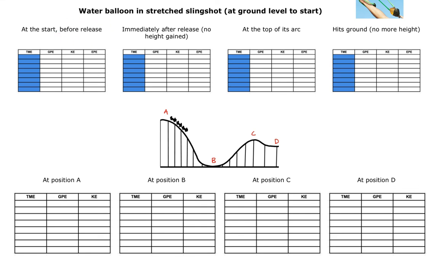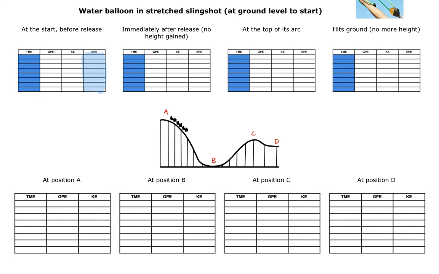Before release, since the height is 0, we know we don't have any gravitational potential energy. And since the water balloon isn't moving, we don't have any kinetic energy. So all the energy we have must be elastic potential energy. So we can go ahead and shade that, okay?